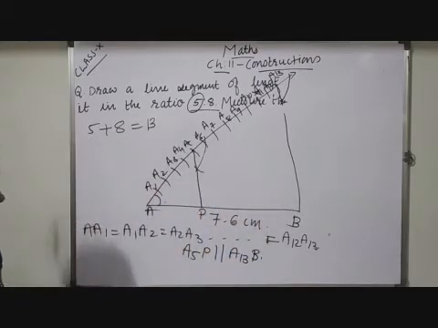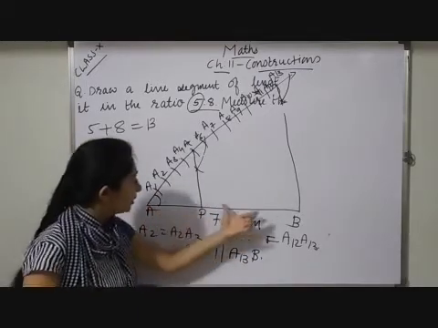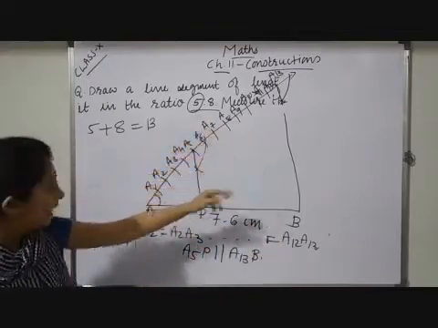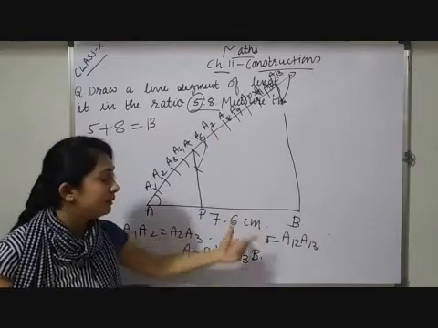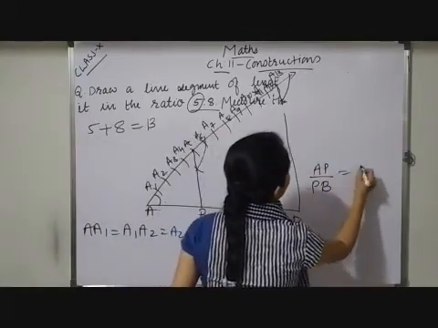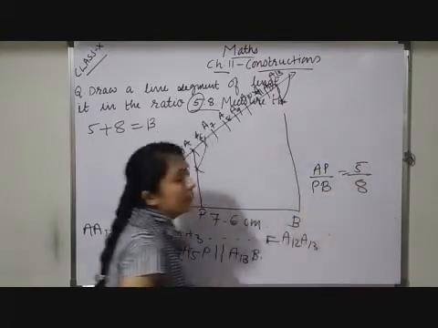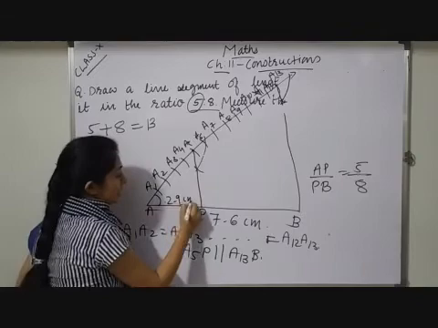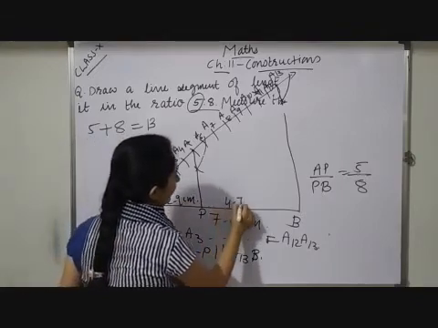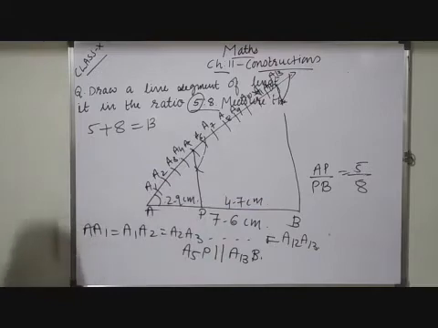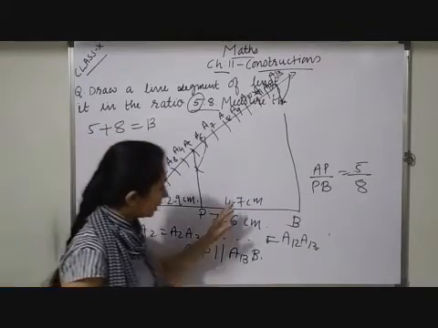After completing this step, your segment AB is divided into the ratio 5:8. That is AP upon PB. Here you got AP upon PB equals 5/8. And if you measure it, you will get 2.9 centimeter and here 4.7 centimeter approximately. A minor error can happen. It can be considered. So this is your construction.